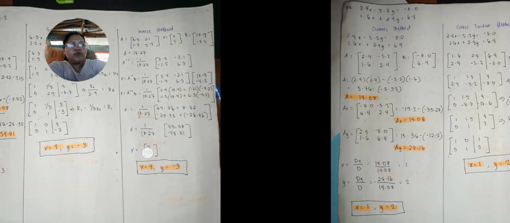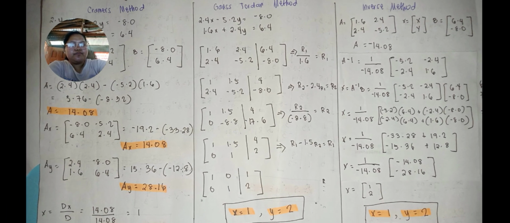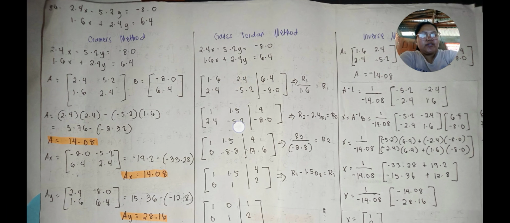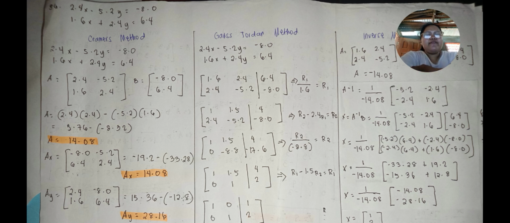So let's proceed with another equation. Number 36. We have here the given equation 2.4x minus 5.2y is equal to negative 8.0. 1.6x plus 2.4y is equal to 64. We are going to answer first the Cramer's method, after that the Gauss-Jordan, and lastly the inverse.